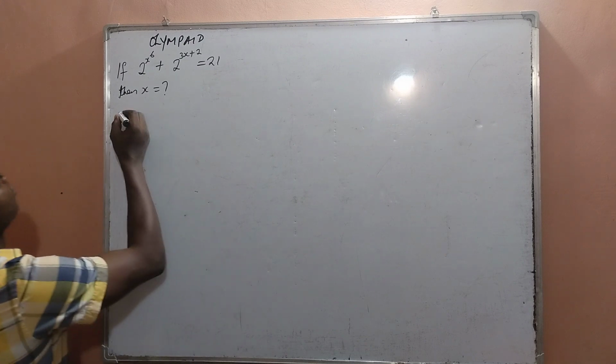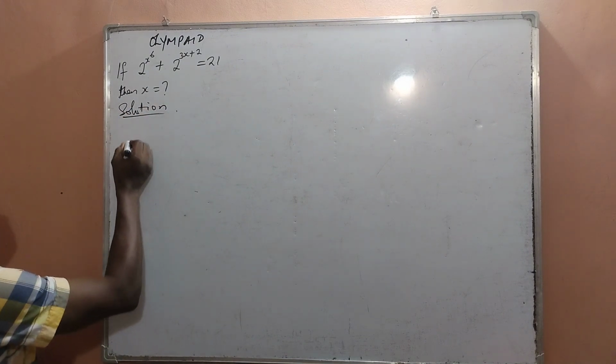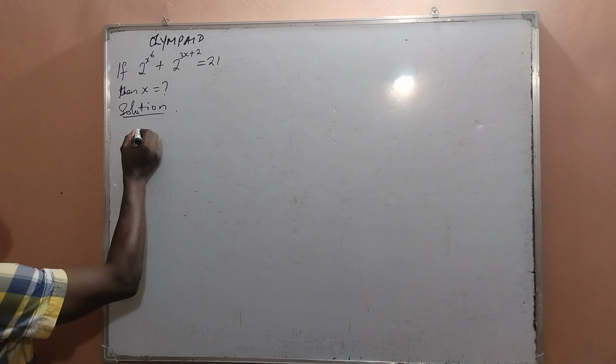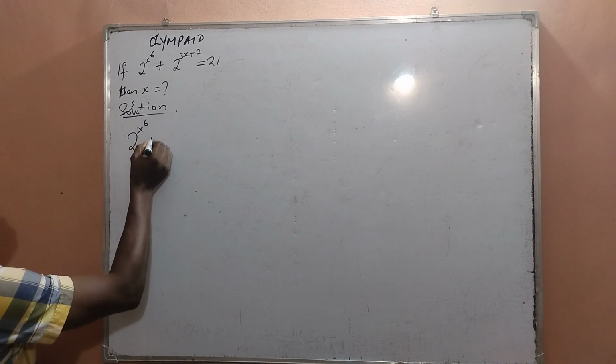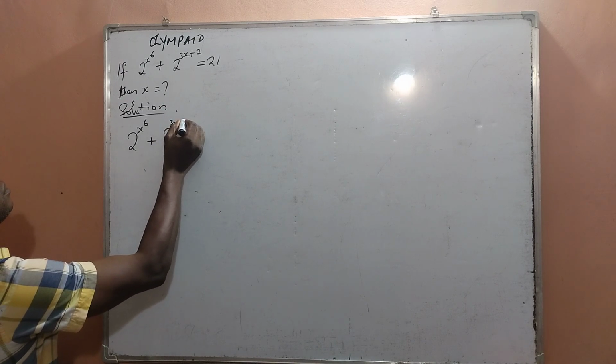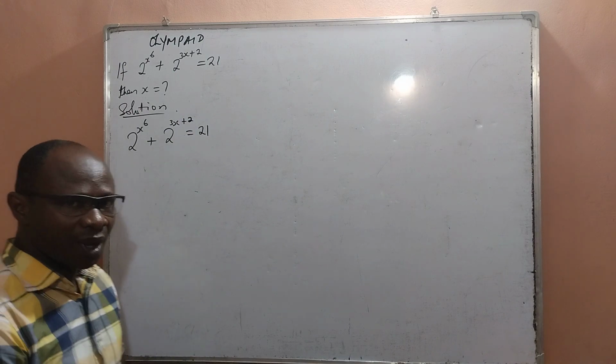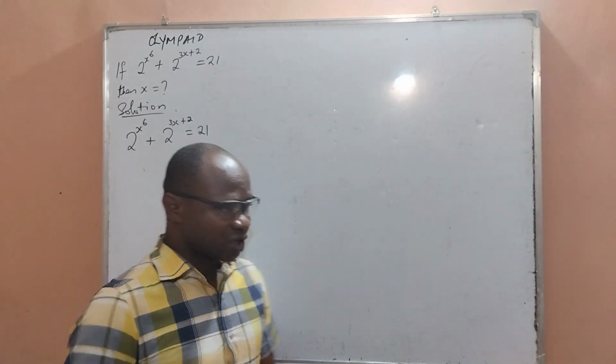We go into the question solution. Given to us in the question is 2 raised to the power x, raised to the power 6, then plus 2 raised to the power 3x plus 2, equal to 21. That is the question. But let me take us into this exponential rule.